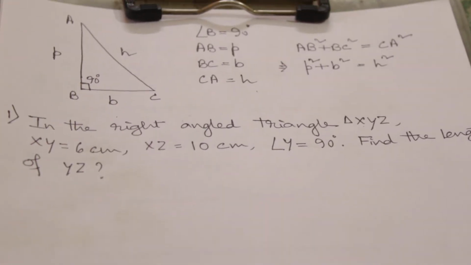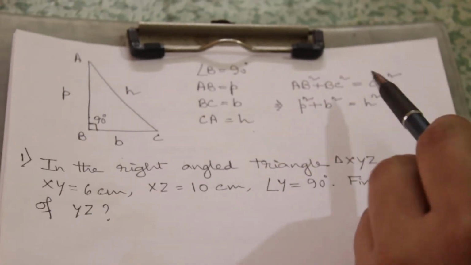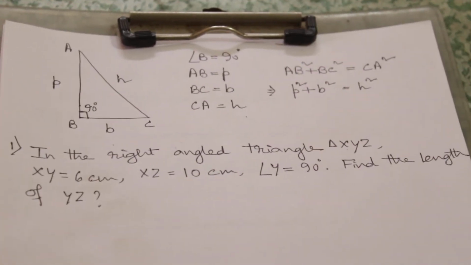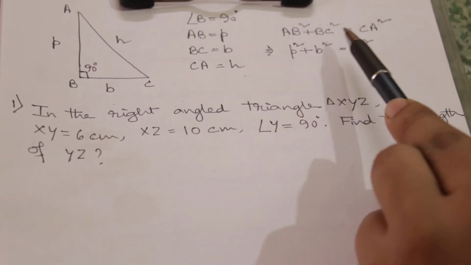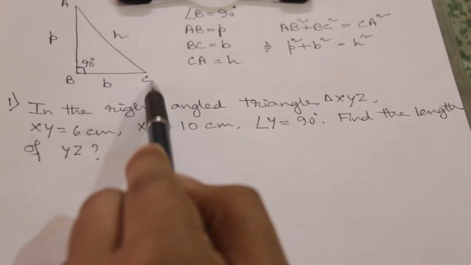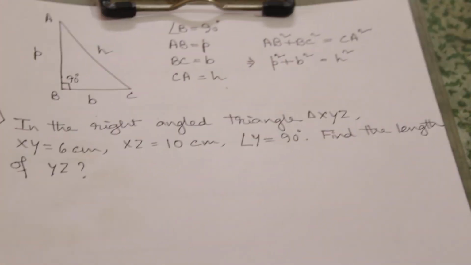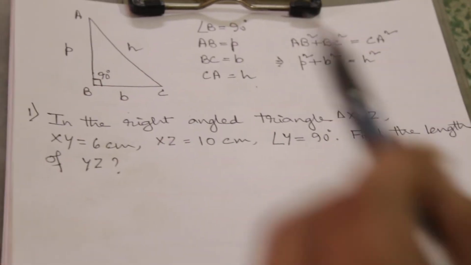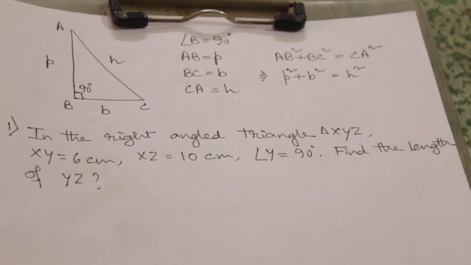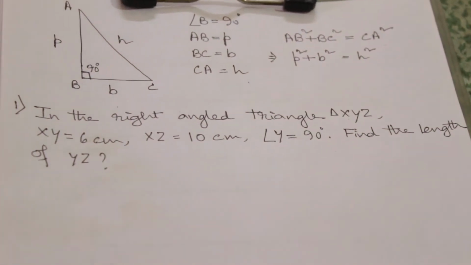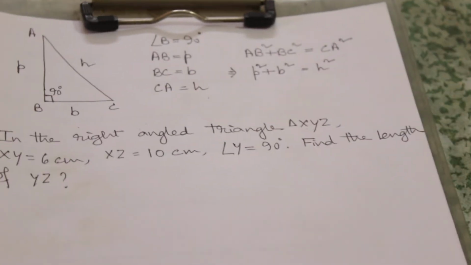So according to Pythagoras theorem, the hypotenuse square is equal to the sum of the squares of the other two sides. That means CA square equals AB square plus BC square. The side just opposite to that right angle, that means AC here, is the hypotenuse. So let's discuss this theorem with some examples.